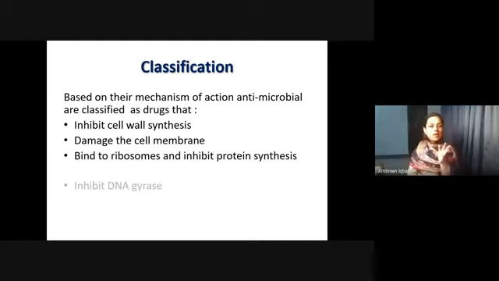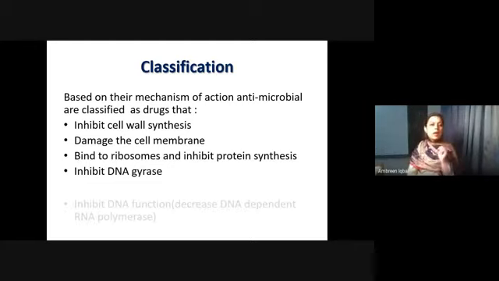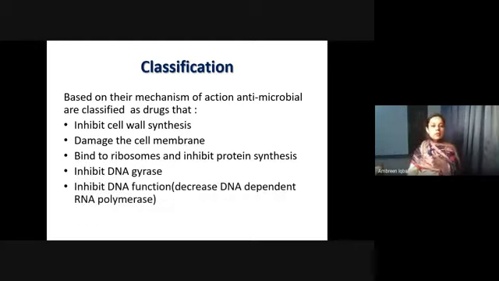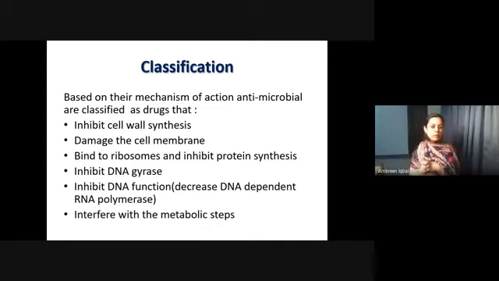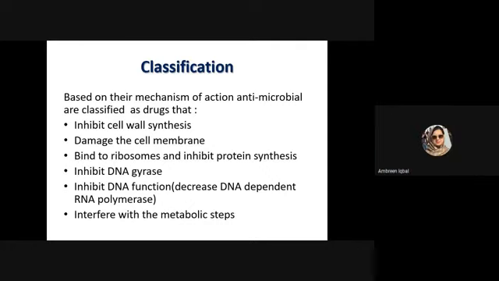There is a certain class of drugs that inhibit the DNA gyrase activity, so they inhibit the replication, transcription and translation of the DNA. Some drugs inhibit DNA function by decreasing the DNA-dependent RNA polymerase activity. Some drugs interfere with metabolic pathways, like sulfonamides, which are very effective in interfering with the metabolic synthesis of folic acid in bacteria.